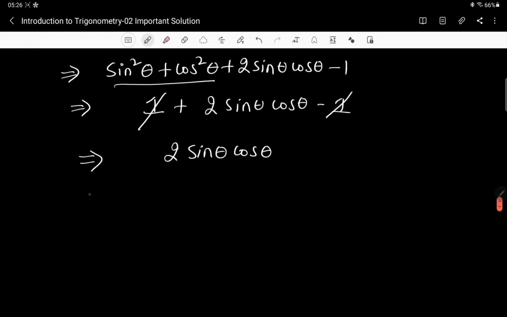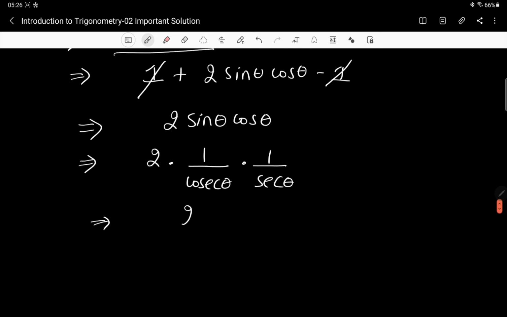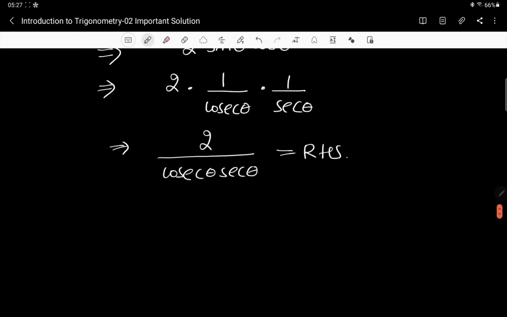Now 2 we have got, divided by cosecant theta. Sine theta can be written as 1 over cosecant theta, and cos theta can be written as 1 over secant theta. Now 2 into 1 is 2, divided by cosecant theta into secant theta, which is equal to the RHS. Hence it is proved. I hope you got it.